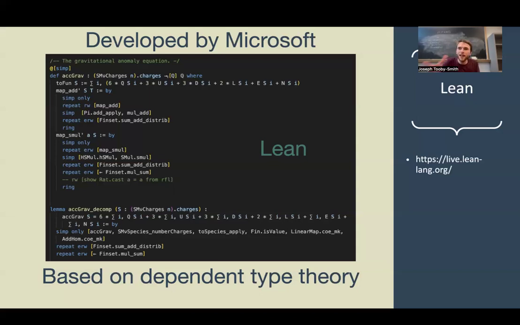So this kind of looks like something that you'd write in LaTeX, right? It's a definition, it's a proof of some properties of the function, and then beneath that I've written a lemma, which is just a different rewriting of the gravitational anomaly in the standard model. So this looks like something you'd write in LaTeX, right? It looks like something you'd see in a paper.